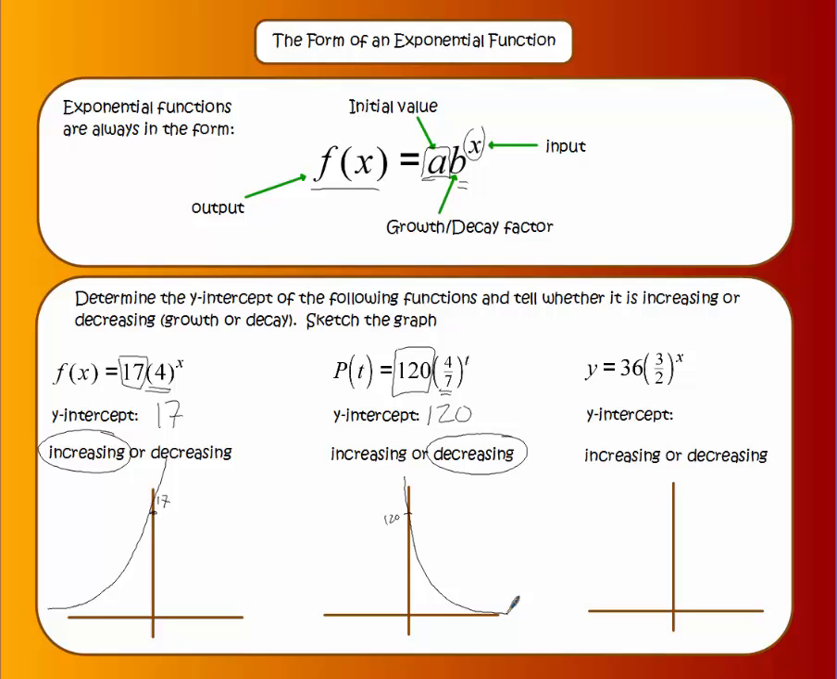So again, on this last one, y equals 36 times 3 over 2 to the x. The y-intercept is 36. And don't be fooled by the fraction. 3 over 2 is greater than 1, which means that this function is increasing. And let's call this 36 right here. And that means our graph would go like this and start shooting up like that. And it's increasing.